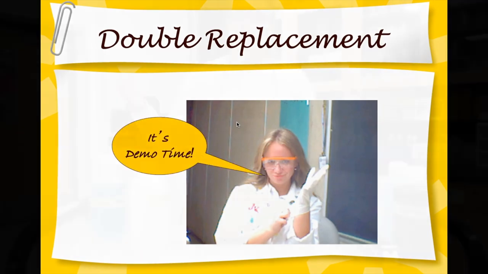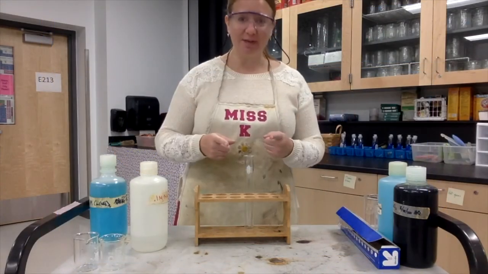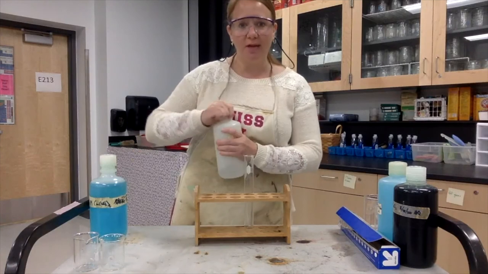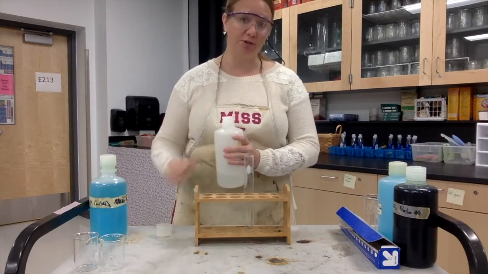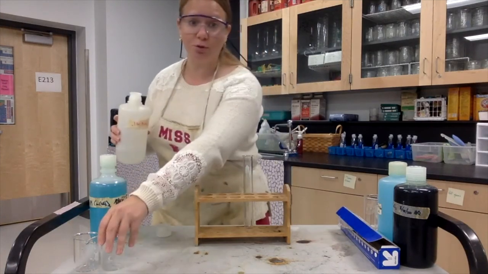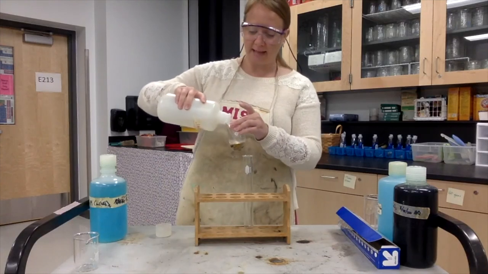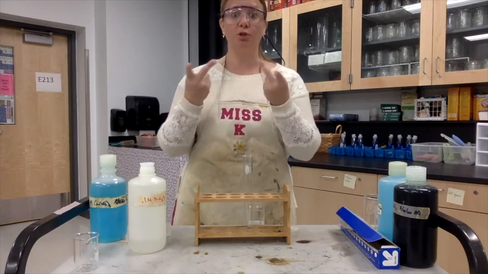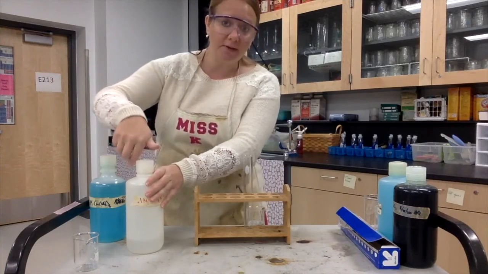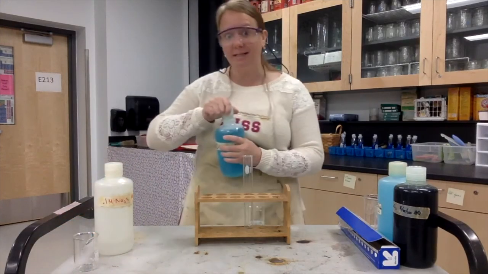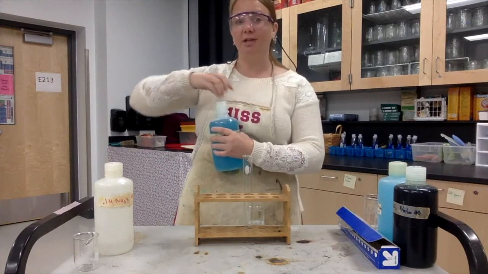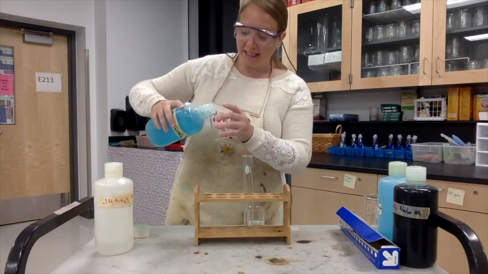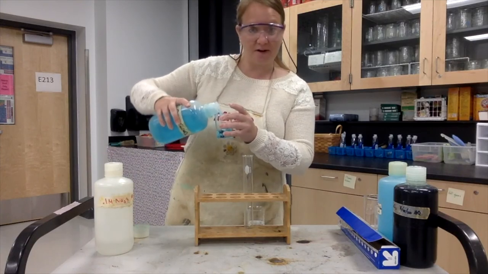Let's check it out. Welcome to demo time. The demo I'm going to show you right now is the one for double replacement. So remember, the idea with double replacement is that you start with two compounds, and those two compounds are allowed to react. And what often happens is the ions of the two compounds switch partners. So you've got a positive and negative of one compound and a positive and negative of another compound. And so the positive of the first goes with the negative of the second, and the negative of the first goes with the positive of the second.